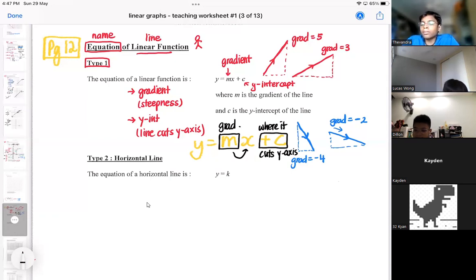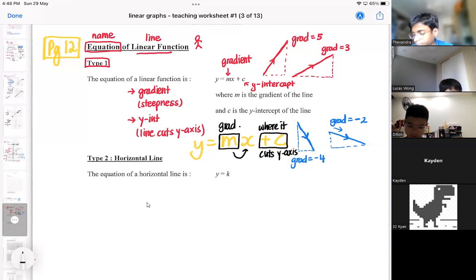But when it is the name of a line, the two features will be the gradient, how steep the line will be, and where it will cut the y-axis. So it corresponds. In a name, I must know something about it. From your name, I know how to call you. I know your family name. From the equation of the line, I know the gradient. I know where it cuts the y-axis. Later on, we will focus on the calculation of gradient. If I know how to calculate the gradient, I can put it into the name.